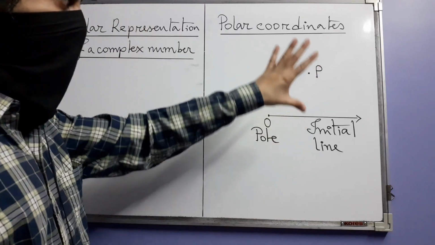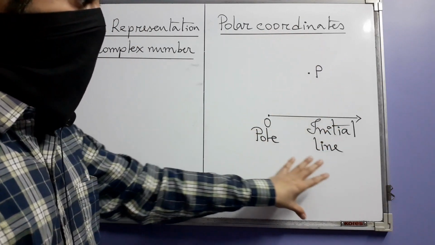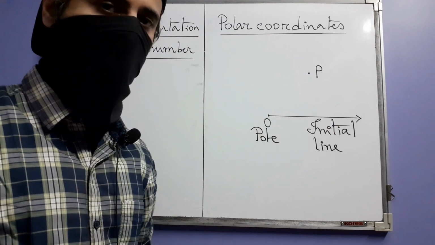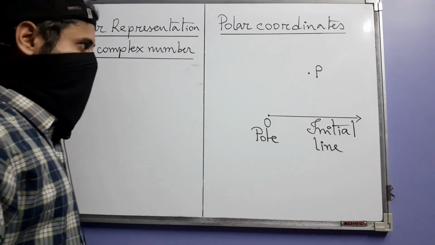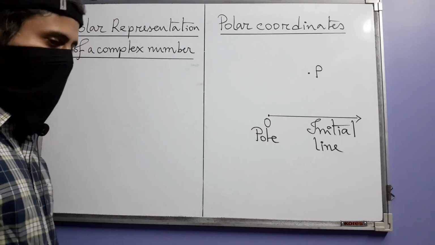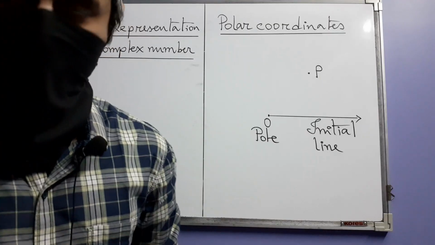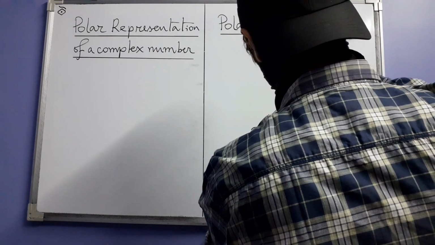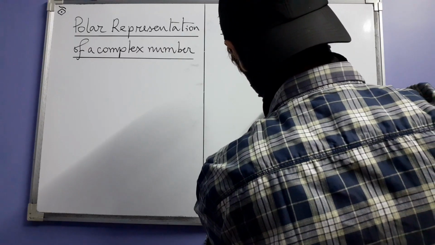Now say a point P is given in the two-dimensional plane in which this line also lies. Now what are the polar coordinates of P? To know that, you first join P and the pole by a straight line segment.